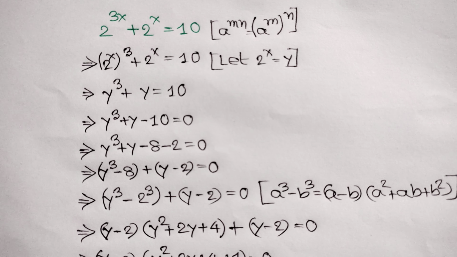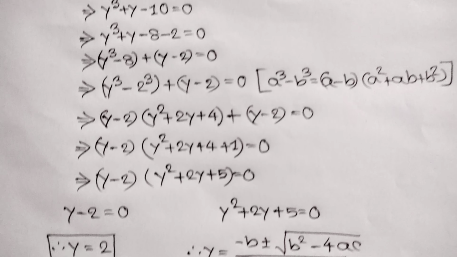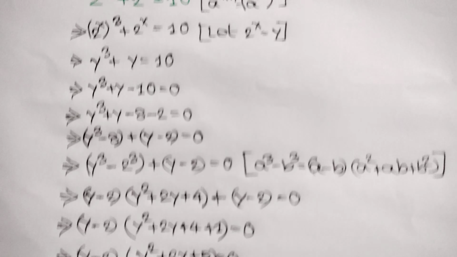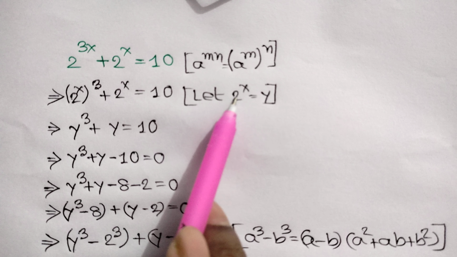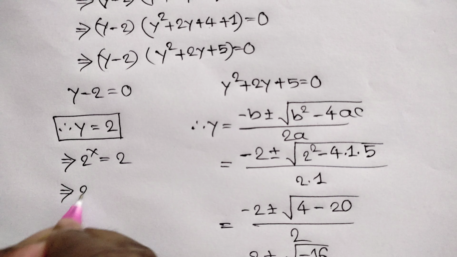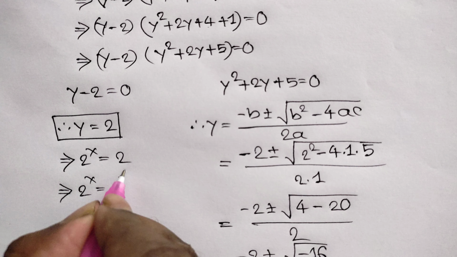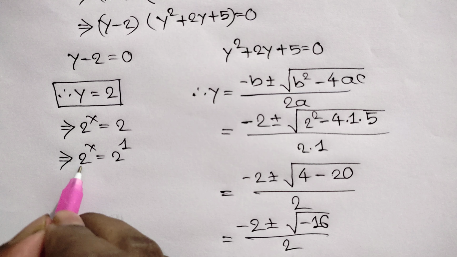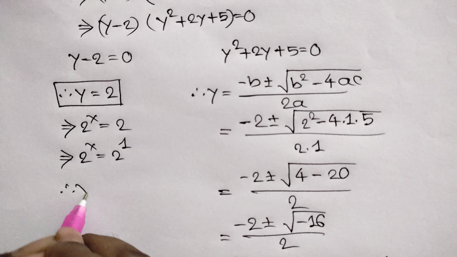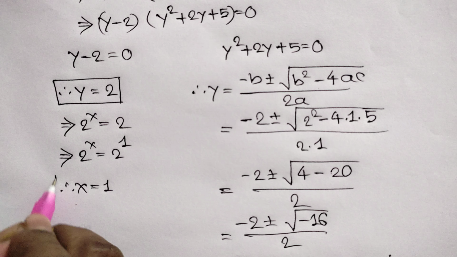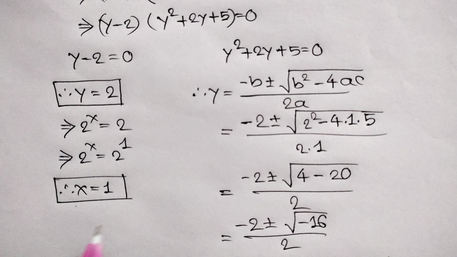Now check our question. But remember, let y is equal to 2, and y is equal to 2 to the power x, so we can write 2 to the power x is equal to 2. Now we can write 2 to the power x is equal to 2 to the power 1. Now these two cancel out these two, so finally we will get the value of x is equal to 1, and it is our final answer.